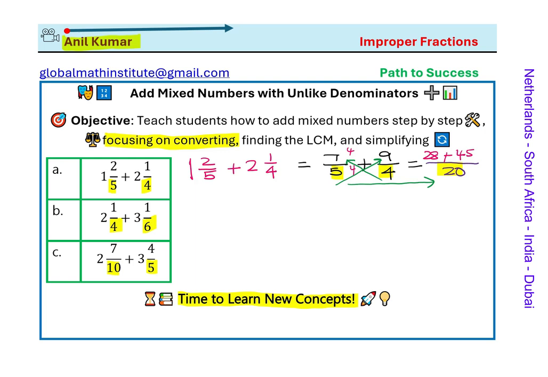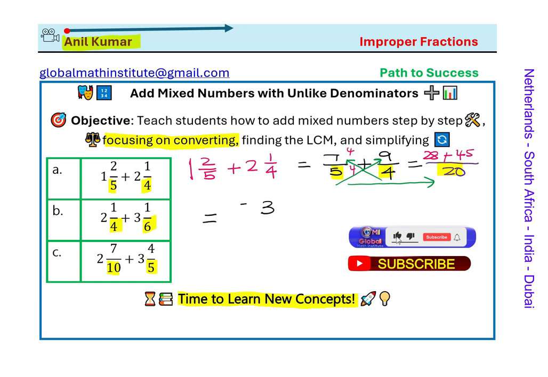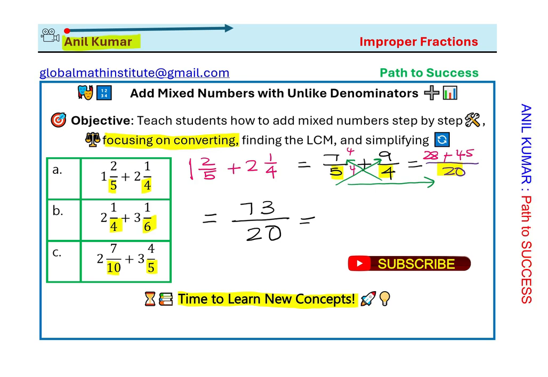Now the answer is simple. Let's add 28 and 45. 8 plus 5 is 13, 1 carry, and 2 plus 4 is 7, so 73 over 20. Now we need to convert it back to a mixed number. 20, 20, 20 means 60. So it goes 3 times and 13 is left. That's how it is. And we get 3 13 over 20 as a final answer. Perfect. I hope all the steps are absolutely clear.